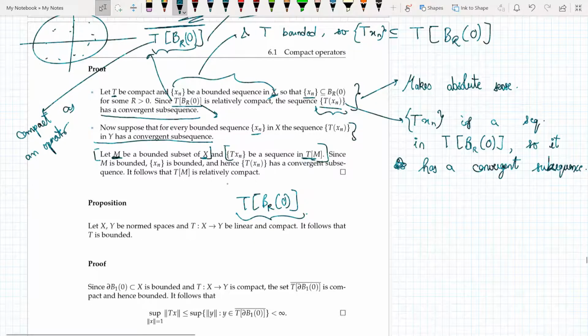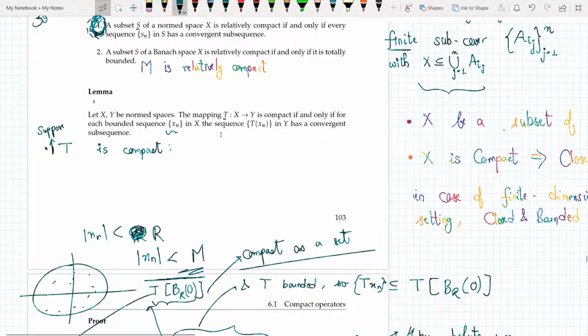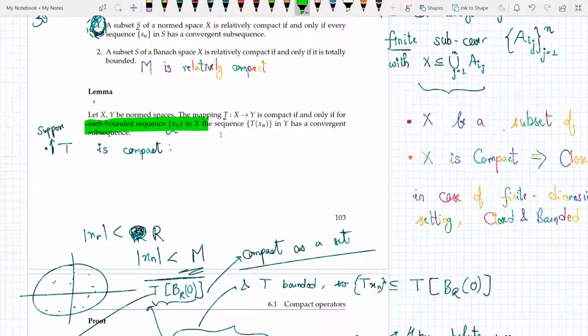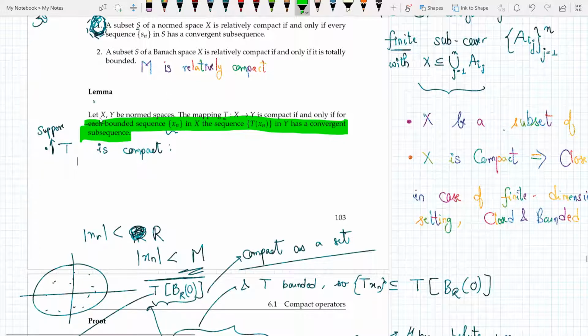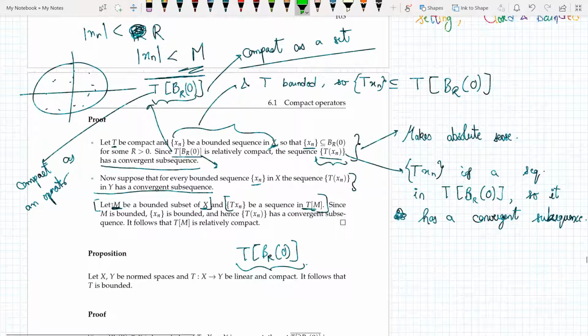Now what we have to do is see that for each bounded sequence xn in X, the sequence Txn in Y has a convergent subsequence. This hypothesis is given to me. I already know that for each bounded sequence xn in X, the sequence Txn has a convergent subsequence. So I start by saying that let M be a bounded subset of X and Txn be a sequence in T(M).